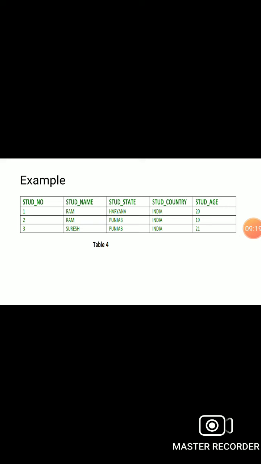Here, with the student number we can capture the student names, the student states, and which country the student belongs to. With the student number we can also identify the age: 20 years, 19 years, 21 years. That means we can divide the data with the help of the primary key. We can fetch any field values or attributes with the primary key values. That is nothing but third normal form. The single tabular format can be divided into multiple tables.